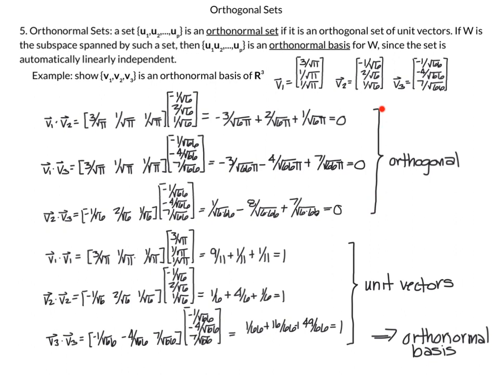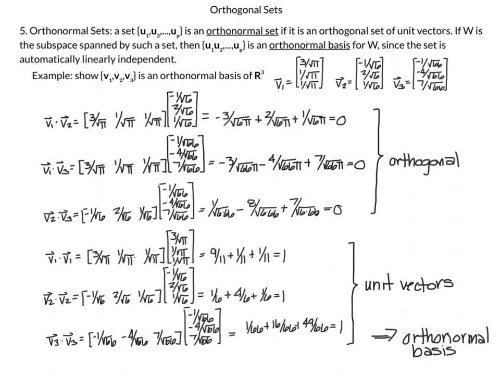To show they're orthogonal, I'm going to take two vectors at a time, dot them together, and see that they are equal to 0. Here I did v1 dot v2. I have my first vector multiplied by my second vector, and I see that it's 0. I do the same for v1, v3, and I see that it's 0. v2 dot v3 is also 0. So they are orthogonal.